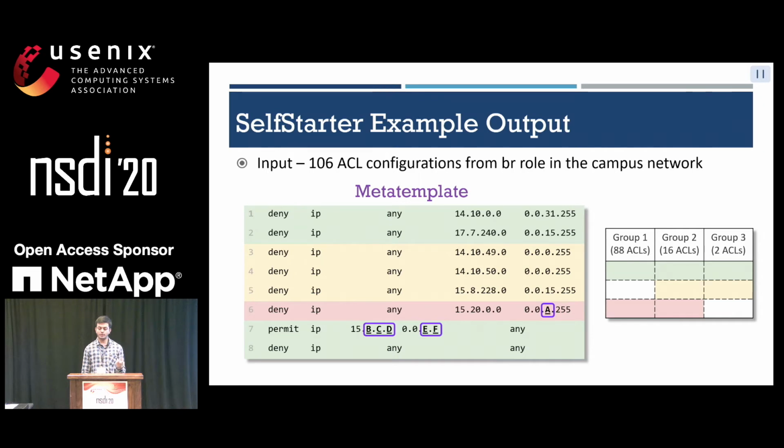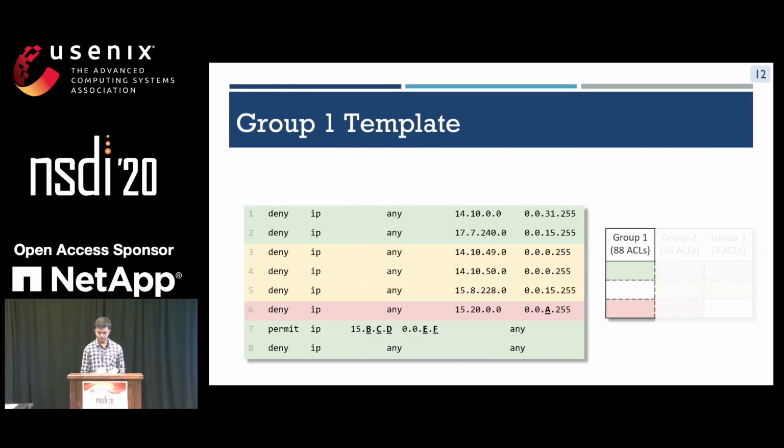Next, we will see how to get the template of each group from the meta template. For example, let's consider the group 1 column, which basically has 2 colored rows, the green and the red. So if you pick all the green and red color lines from the meta template, we get the template of the group 1. Specifically, the group 1 routers are the instantiations of the template that consists of lines 1, 2, 6, 7, and 8, in the order described in the meta template.